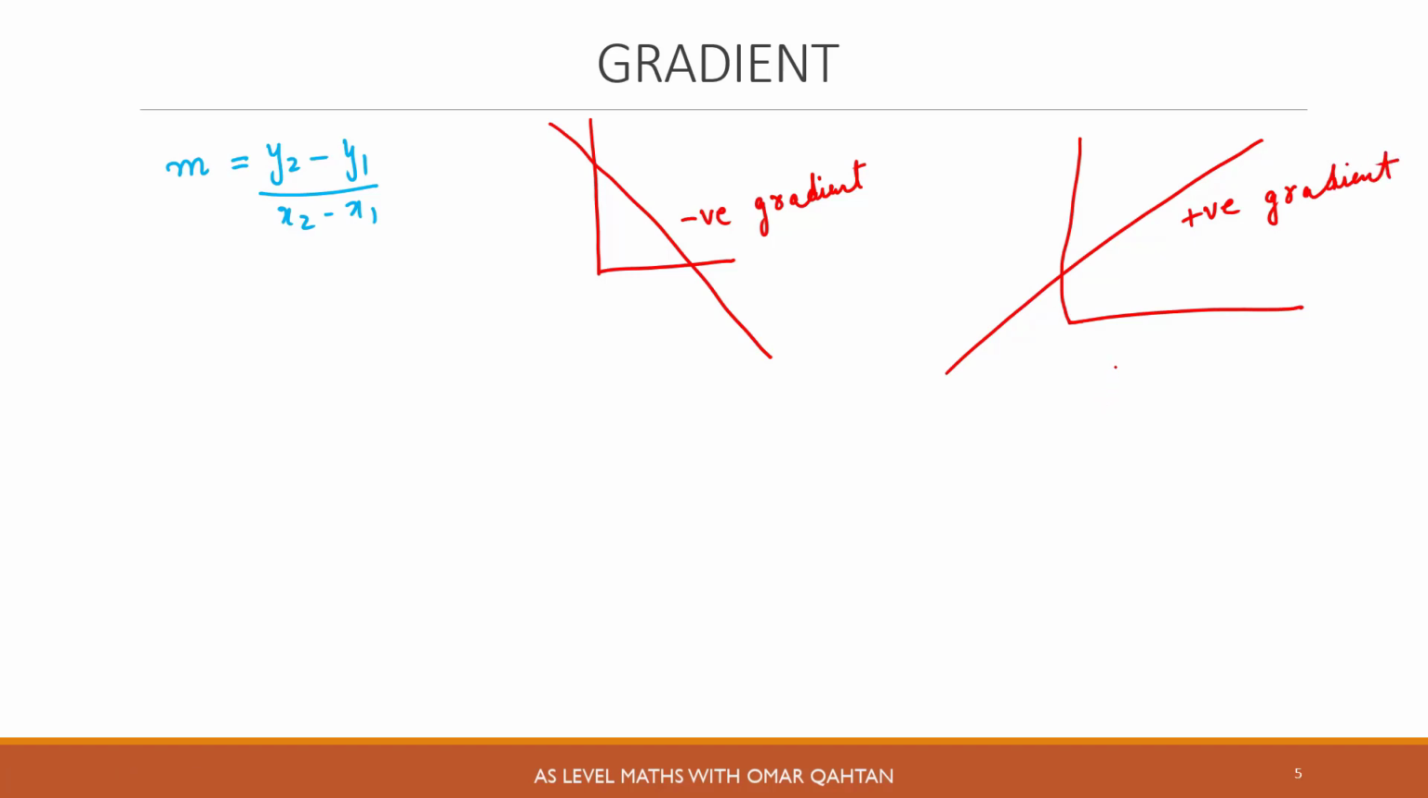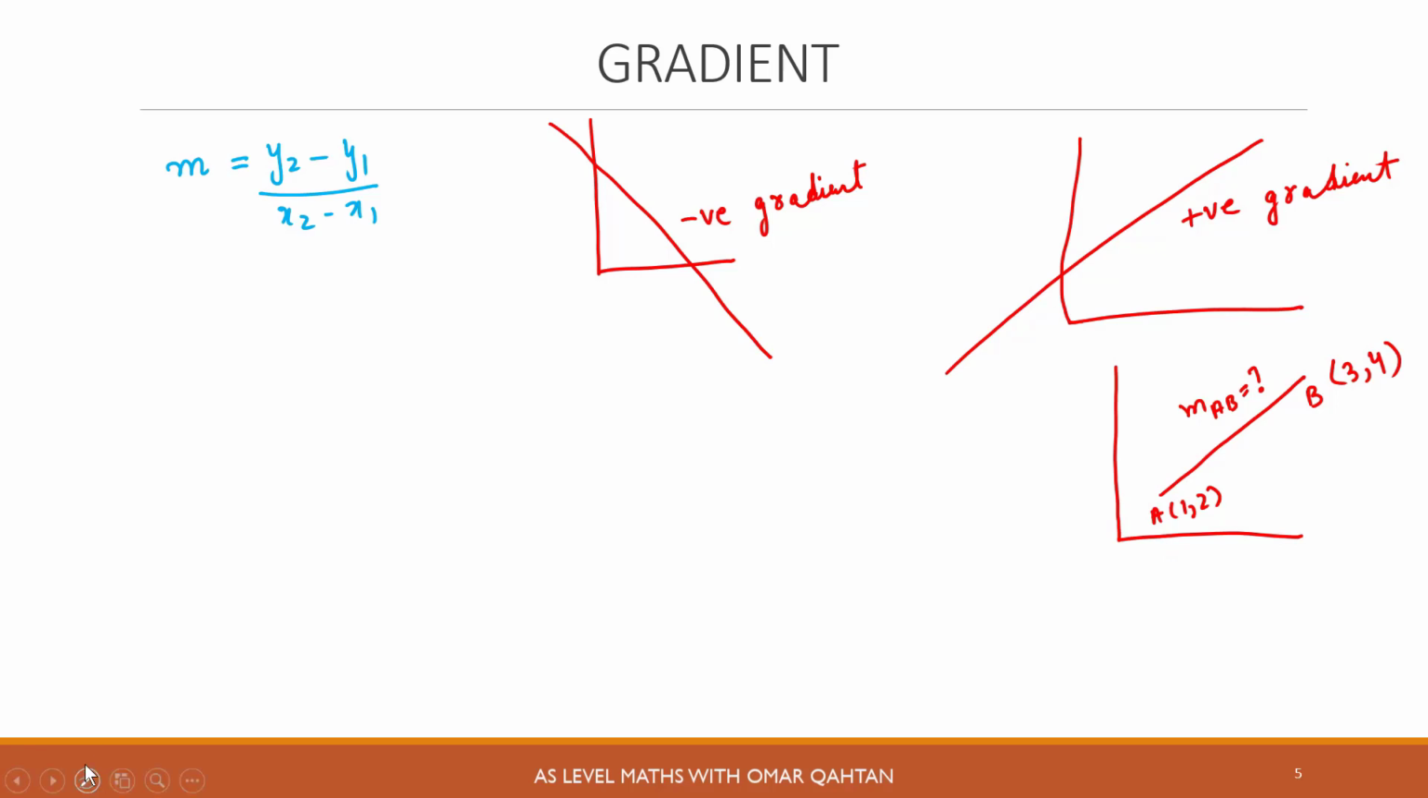Alright, now let's take a graph and try to find the values. How do we actually find the gradient? Let's see, A is 1 comma 2, and B is 3 comma 4, and we have to find the gradient of this line. M is for gradient and you're finding the gradient of line AB. So how do we do it?